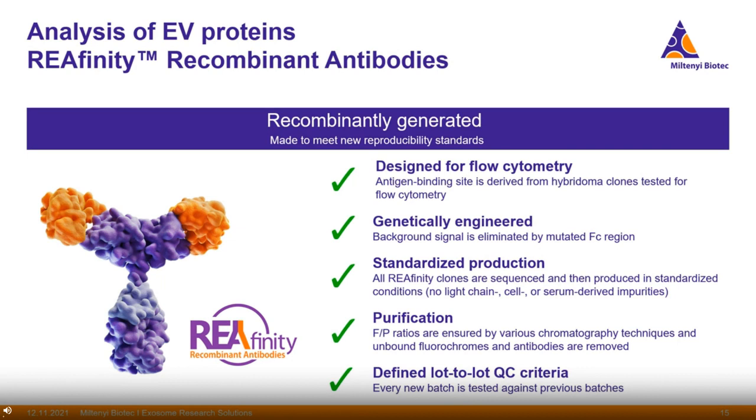Recombinantly generated REAffinity antibodies are designed and optimized for flow cytometry. They provide superior lot-to-lot consistency and purity due to standardized production, rigorous purification, and stringent quality controls. All REAffinity antibodies contain a specifically mutated human IgG1 Fc region to eliminate background signals. On top of this, they all have the same IgG1 isotype and thus only require one universal isotype control. This greatly reduces the complexity of experimental planning. And all the benefits recombinantly generated REAffinity antibodies offer come in handy when analyzing small particles like EVs by flow cytometry.